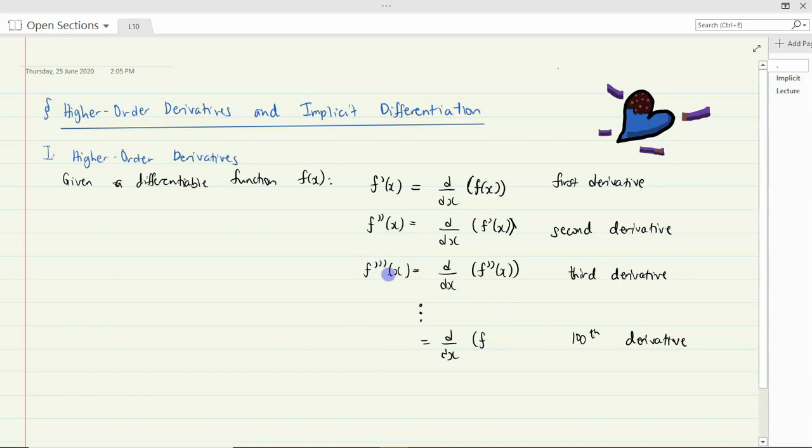Siyempre, hindi na convenient kung ganito ang notation natin. No? Isipin nyo, may 99 na linya sa taas. So, instead, isusulat natin siya as, may parenthesis sa taas, tapos kung pang ilang derivative. So, that's the 99th derivative of f with respect to x. And this is now our 100th derivative.